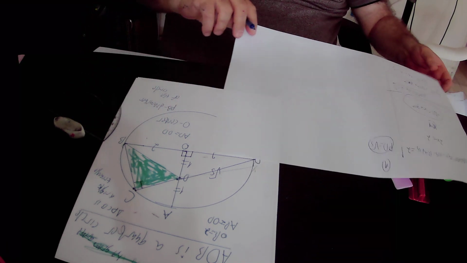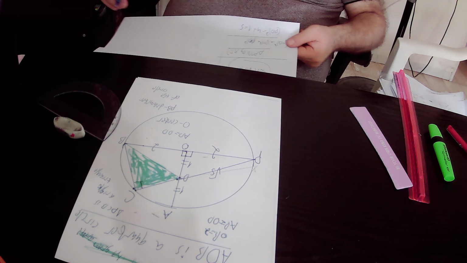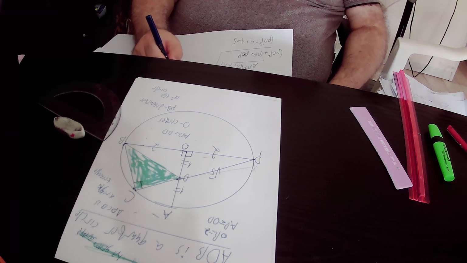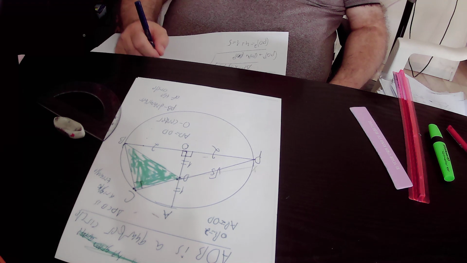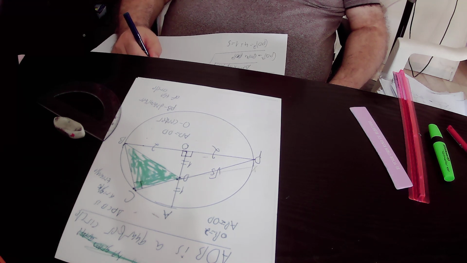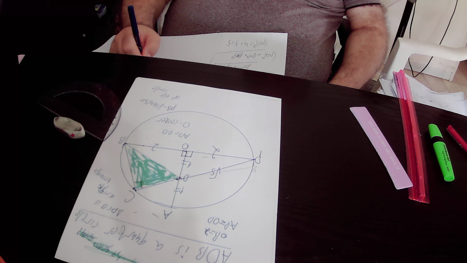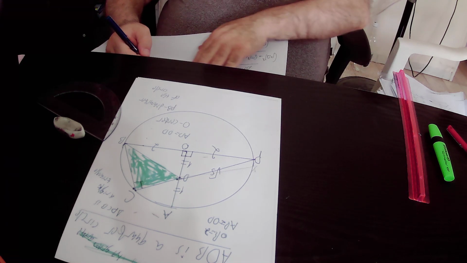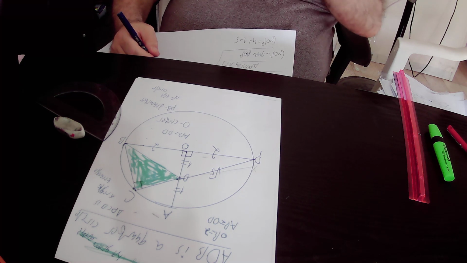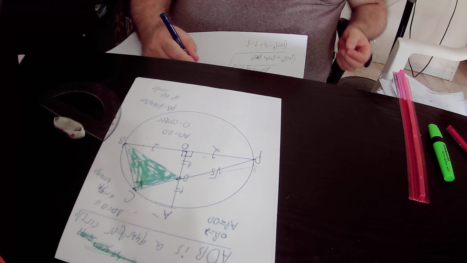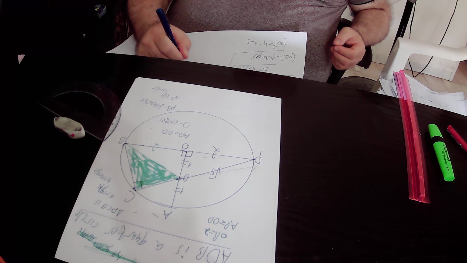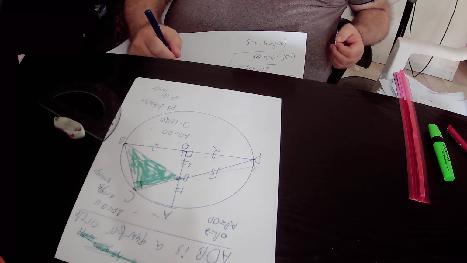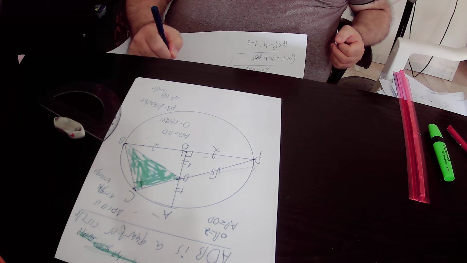On the right triangle DOB, according to the Pythagoras theorem, the square of the hypotenuse equals the sum of the squares of the perpendiculars. So DB square will be equal to DO square plus OB square.